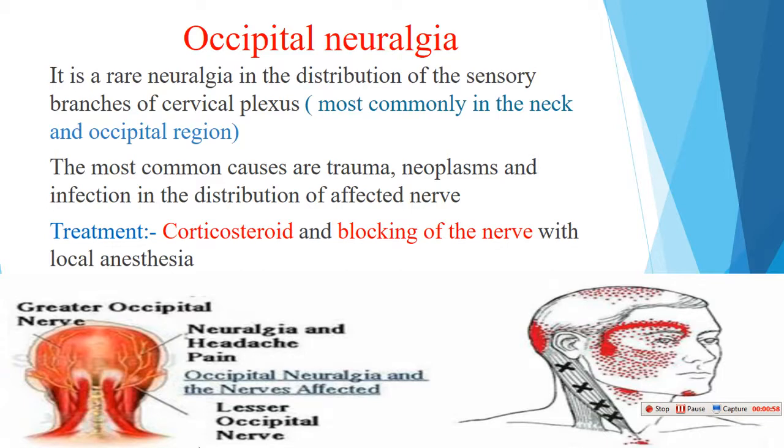As seen in this picture, the pain is unilateral in the occipital region above the neck, throbbing, electrical pain, in the distribution of the affected nerve. It is a very rare neuralgia. The treatment of this type of neuralgia is corticosteroid, and blocking of the nerve with local anesthesia can also be effective.